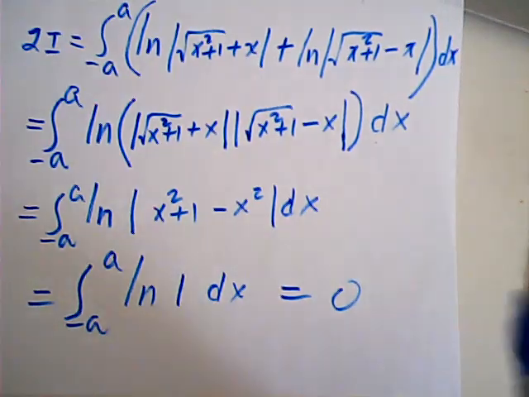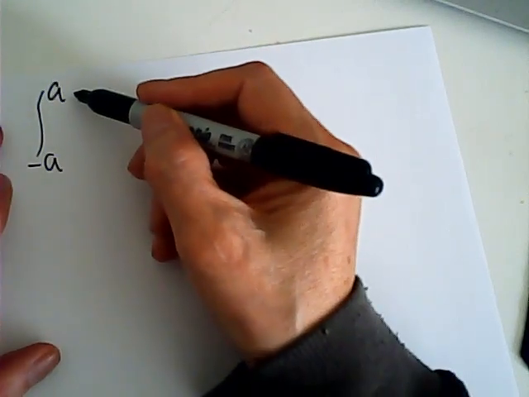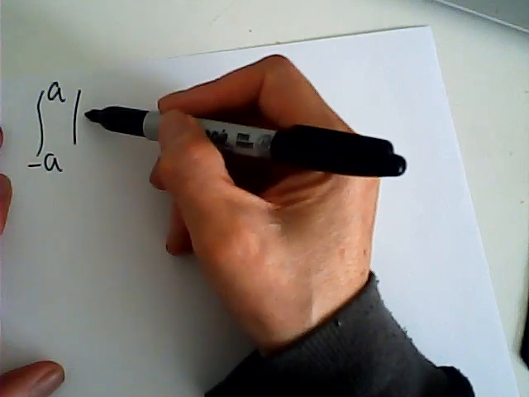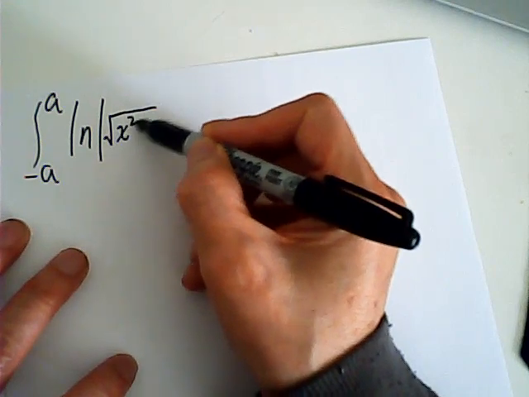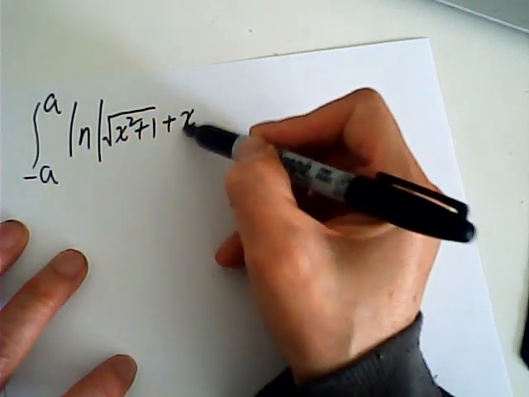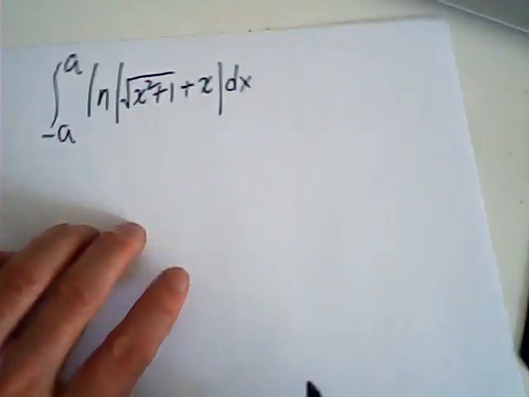Okay, this is method 1. Now, method 2. Let me use a different color. Let me use a conventional method, which means from negative a to a, the log. Let me go slowly. This method is a little complicated. Log of square root of x squared plus 1 plus x, right? And dx. Okay, that's the integral.